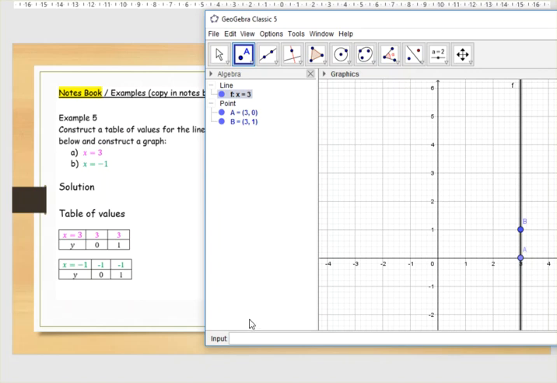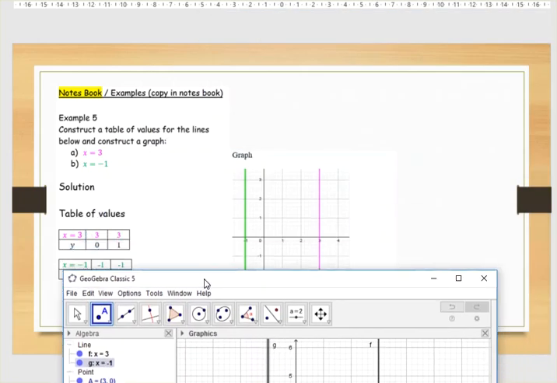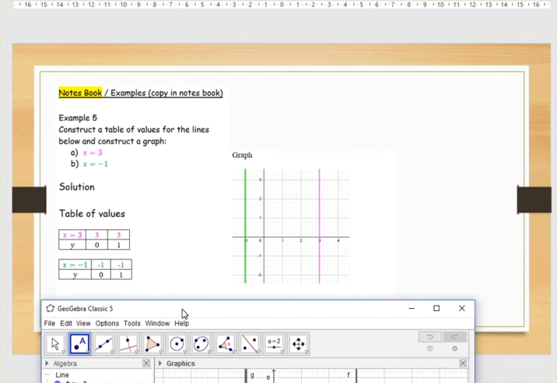And with x equals -1, we have (-1, 0) and (-1, 1). And again, if we type in x equals -1, we get a vertical line that goes through those points, like in our summary.